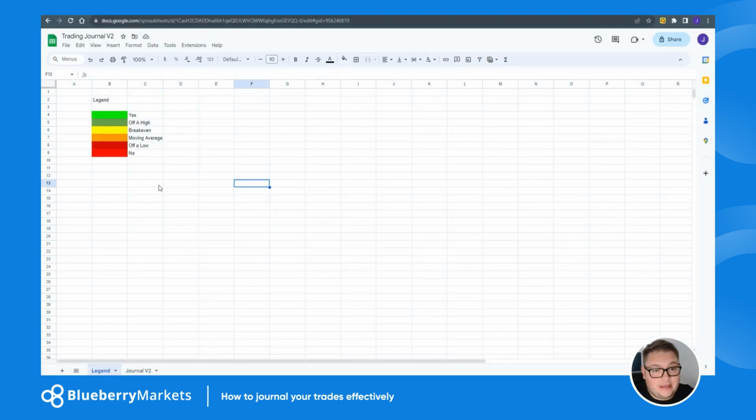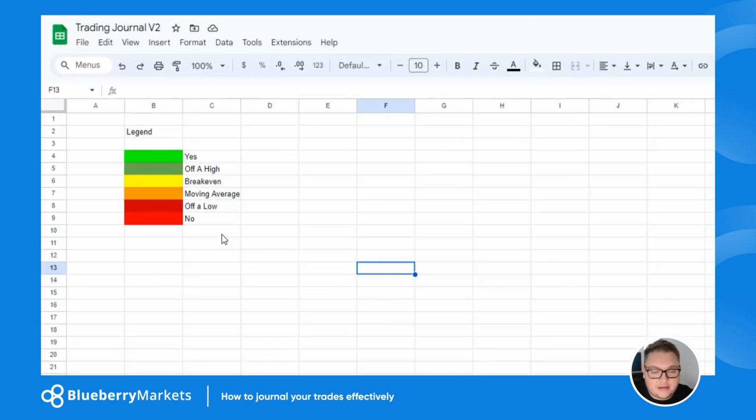So we're on the journal. This is something that I have created for myself, and I use it as one of my journals. I also have a paid journal service that I use as well. You can also download the free Blueberry Markets journal. So it's up to you how you journal. I think this is a really effective way of doing that.